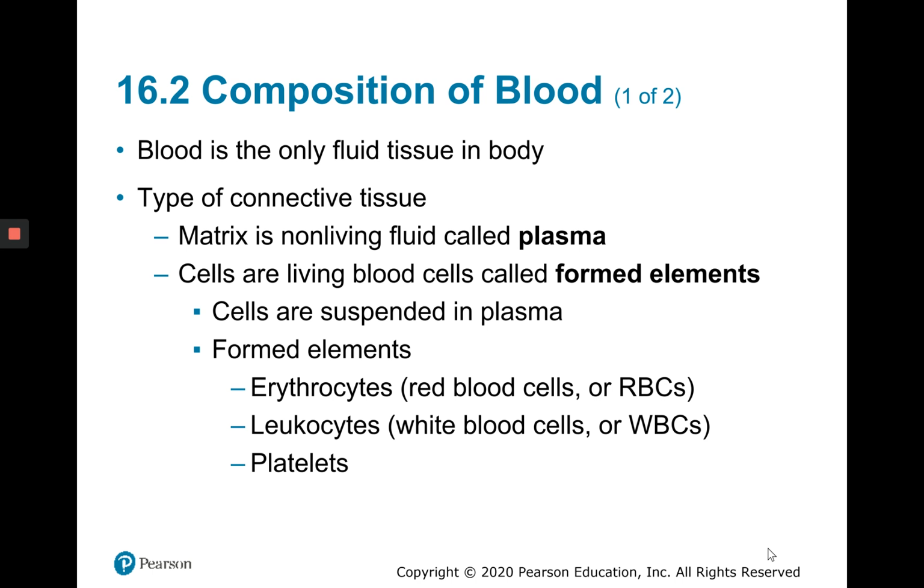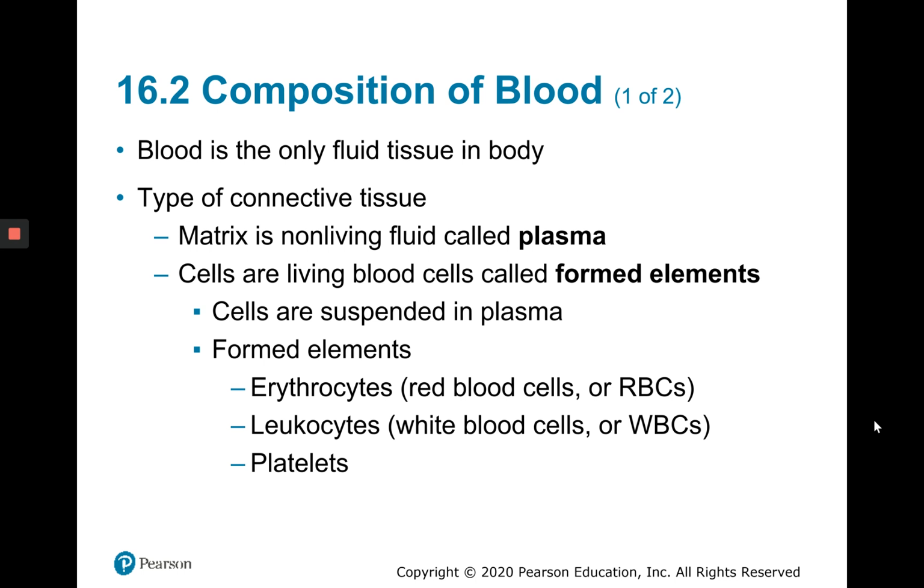So the cells are going to be the living component. As a group, we call all cells in whole blood formed elements. And these formed elements are going to be suspended in plasma. So the formed elements, the cells, are suspended in the extracellular matrix. And let's just list the types of cells that you can find in blood.